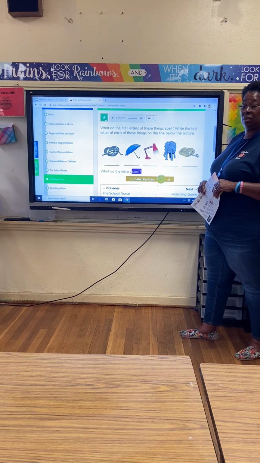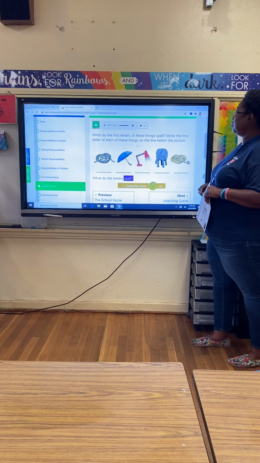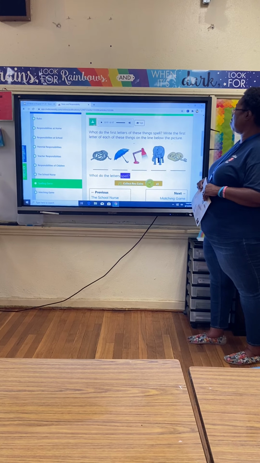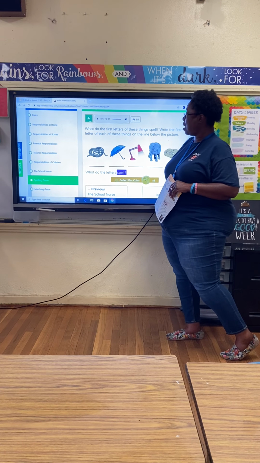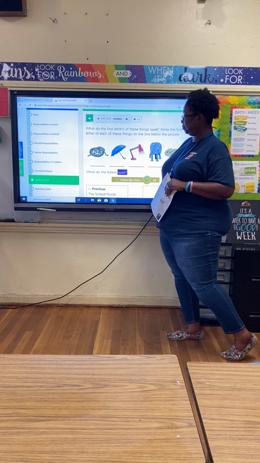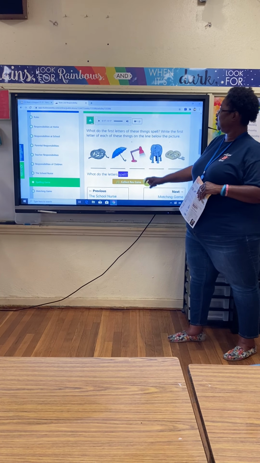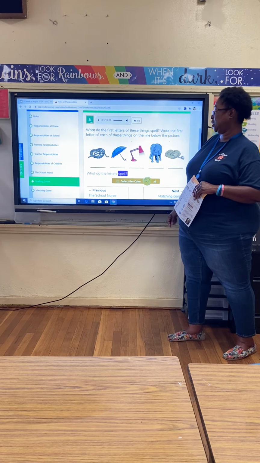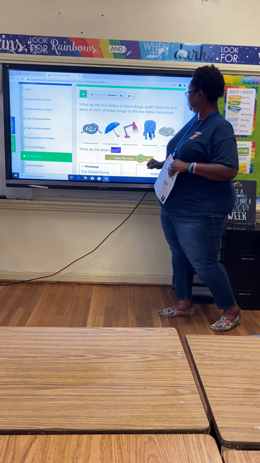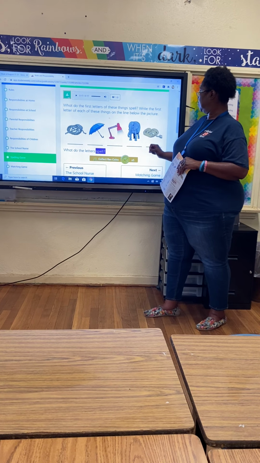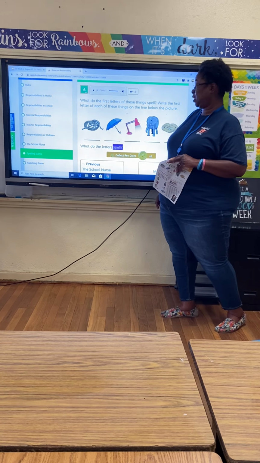It says, what do the first letters of each of these things spell? Write the first letter of each of these things on the line below the picture. For example, the first picture is a rope. Rope. What is the first letter? The first letter is going to be R. The next one is umbrella. You're going to write the first letter. What does umbrella begin with? Lamp. Elephant. Snake. You're only going to write the beginning sound, the first letter.